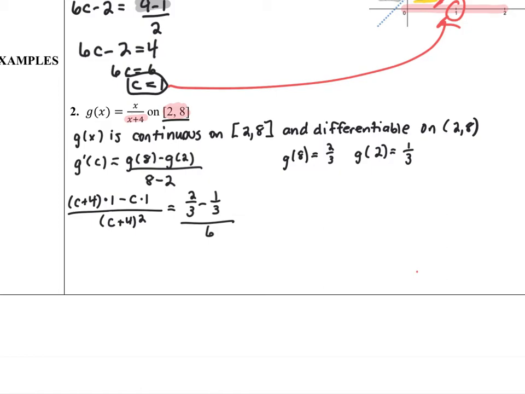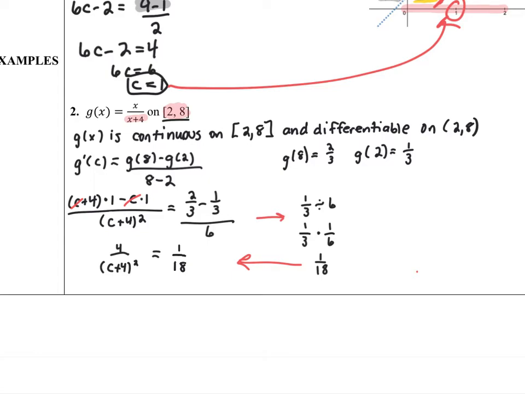And on the right side, I have g of 8. When you plug in 8 in here and simplify, you get 2/3. So it's 2/3 minus g of 2, which is 1/3, divided by 6. And so now I'm just going to simplify from here. And what I see happen is that this c minus c just zeroes out, and I'm just left with the 4 in that numerator. And I just went off to the side to simplify this complex fraction over here. So this ends up being a 1 over 18.